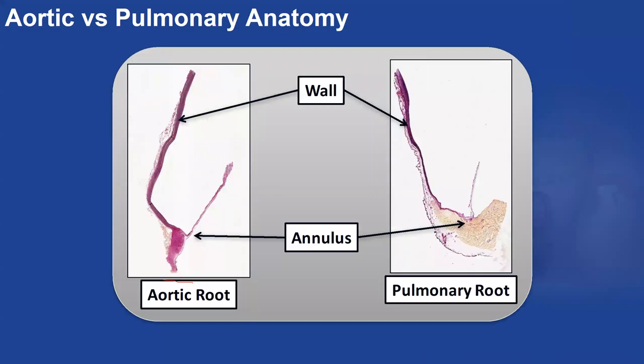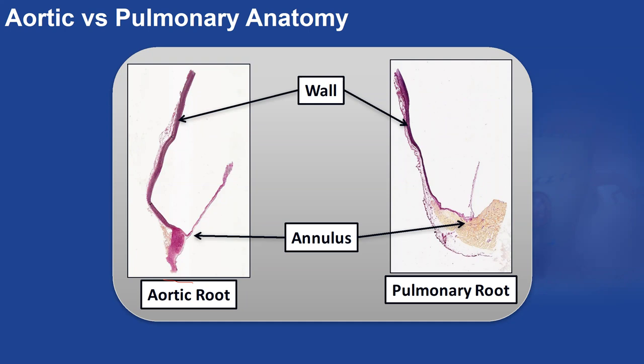And I won't belabor the point because I'll show you a video, but the main point that I want to bring to your attention is the difference between an aortic root and a pulmonary root. You see, an aortic root really has a fibrous annulus, as you can see there on the left-hand side, at least along a part of the aortic annulus, whereas the pulmonary valve really does not have anything such as an annulus. It is pushed upward by the infundibular muscle.